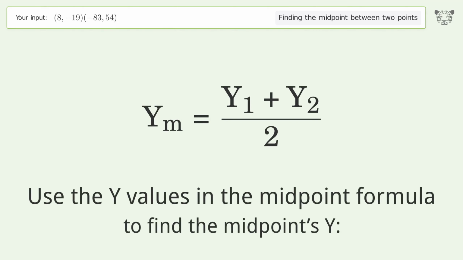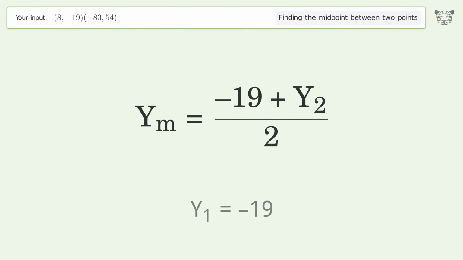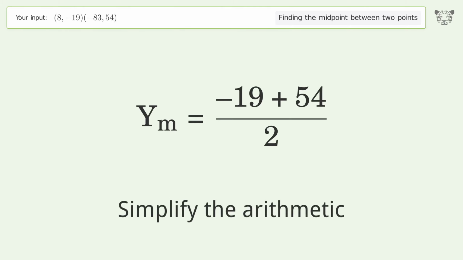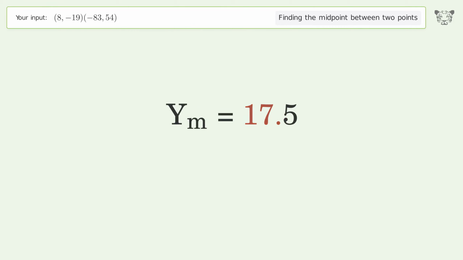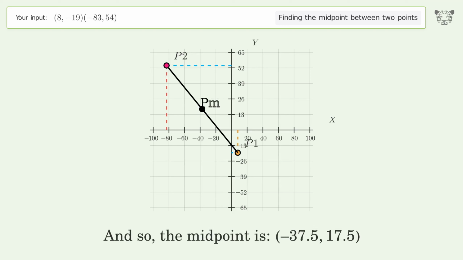Use the y values in the midpoint formula to find the midpoints y. y1 equals negative 19. y2 equals 54. Simplify the arithmetic. And so, the midpoint is negative 37.5, 17.5.